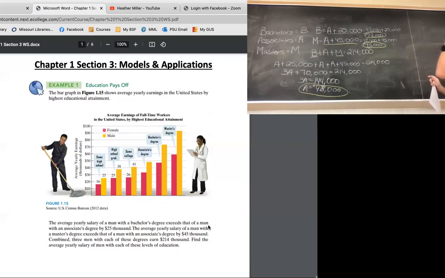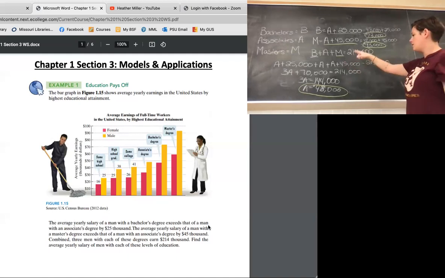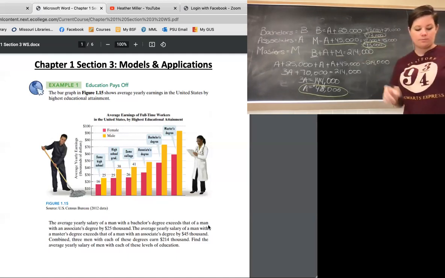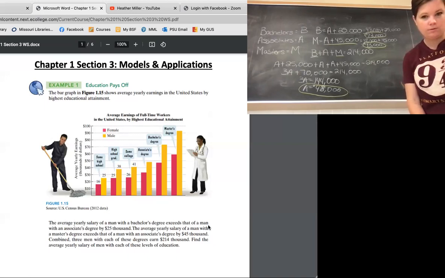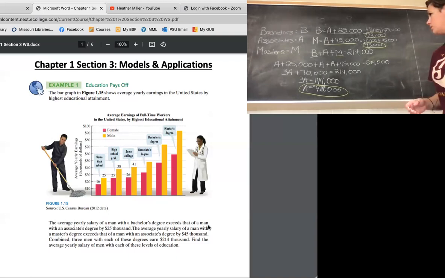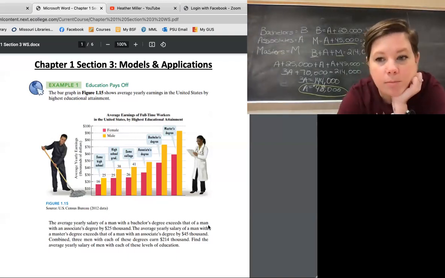If you wanted to check that, you could add up 48,000, 93,000, and 73,000 and make sure that we get our 214,000 that we were supposed to get. Okay. Move on to the next problem.